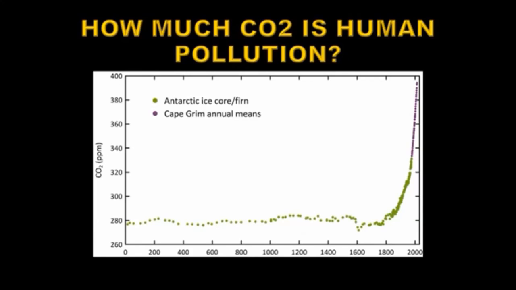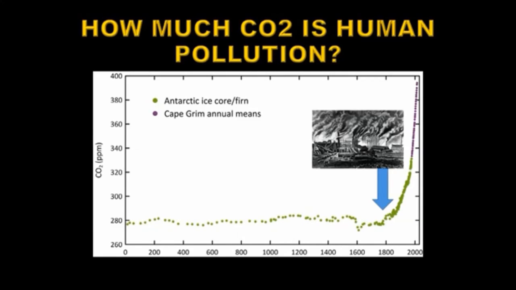If you look back over the last 2,000 years, for most of that time, the carbon dioxide level in the atmosphere was about 280 parts per million. But around about 1800, that started to rise. So what happened in 1800 to cause that? Well, we started the Industrial Revolution, and we started burning an awful lot of coal. In about 1900, we started burning oil, and now we're also burning natural gas.